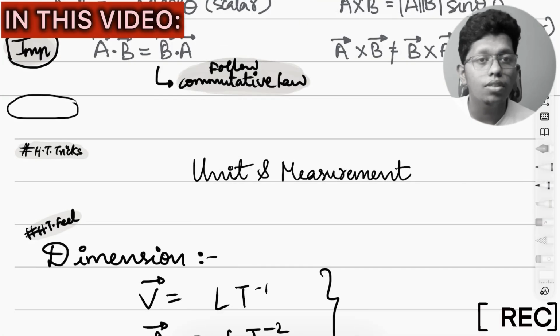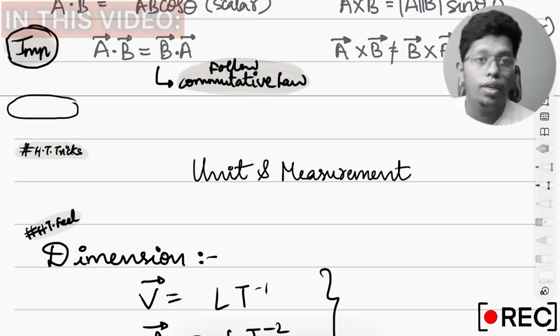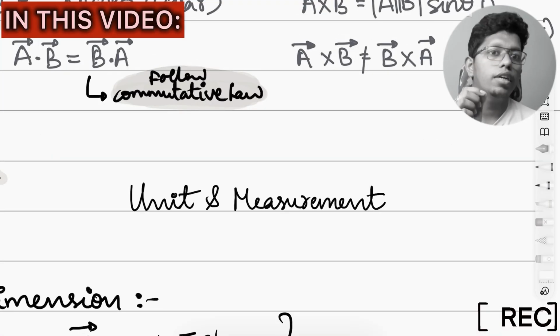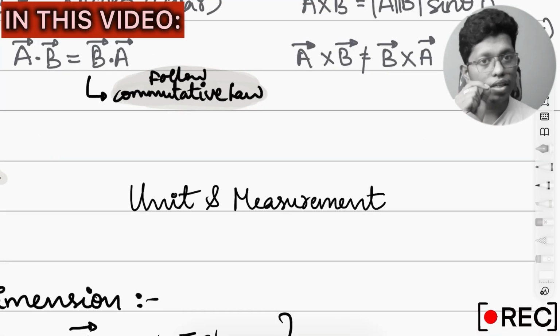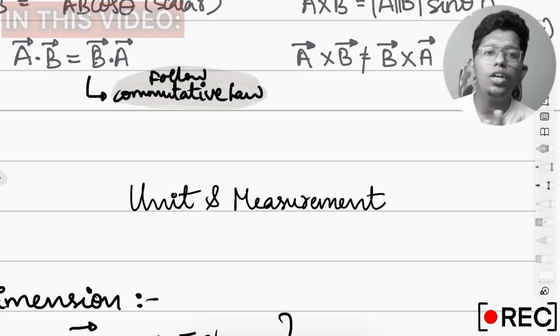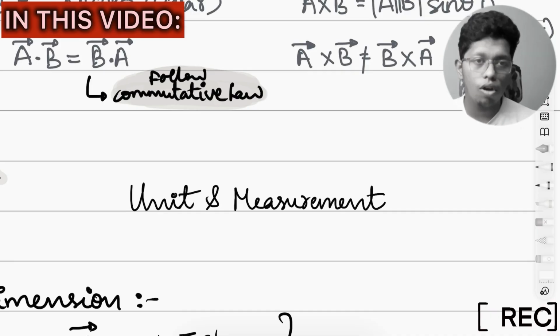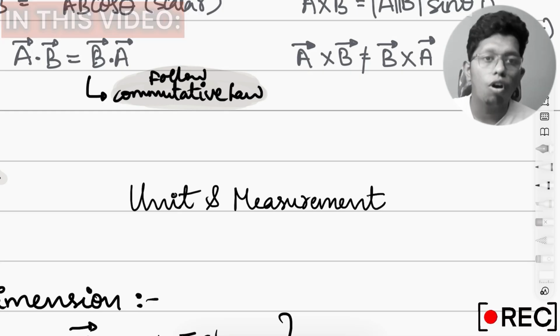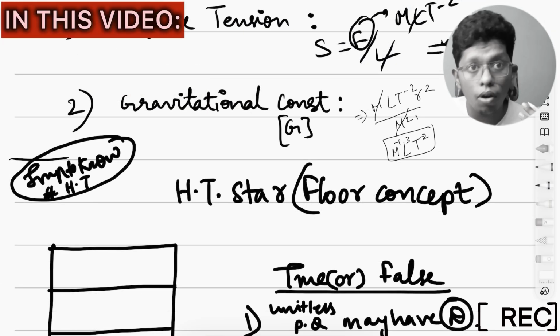Unit and measurements is a chapter many may think has very little weightage. I will say it is a high-weightage chapter, because by remembering the important dimensions, you can find the dimension of any formula in a fraction of a second. This is a new concept, and many may not know it. It's very, very important.